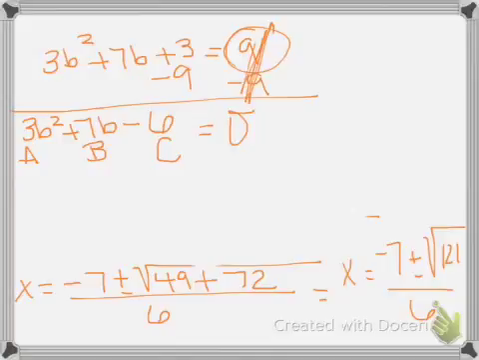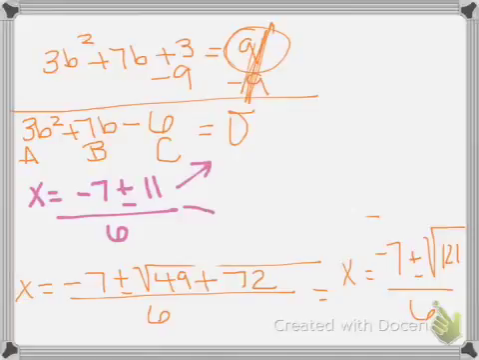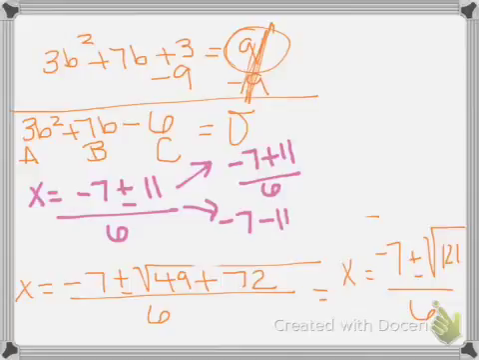We can write out x equals negative 7 plus or minus 11, because 11 times 11 is 121, and do our two answers. One is plus, one is minus. Negative 7 plus 11 is 4.